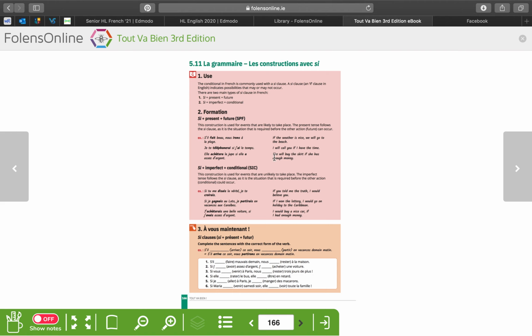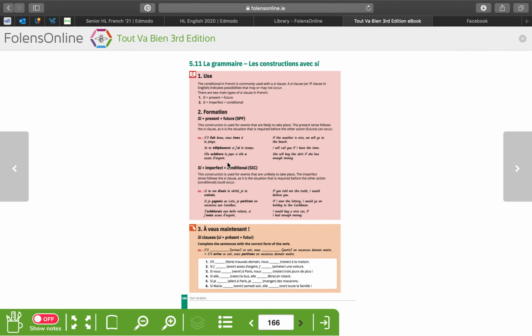You see it's the same here. She will buy the skirt if she has enough money. So you have the future part, and then you have the if and the present coming together. If, see, and then has is the present tense there. And if we go over here, you'll see elle achètera la jupe si elle a assez d'argent. So elle achètera, she will buy the skirt if she has enough money. Okay, so you can see them there together. If plus the present, they're going together, and then the other part, the future.